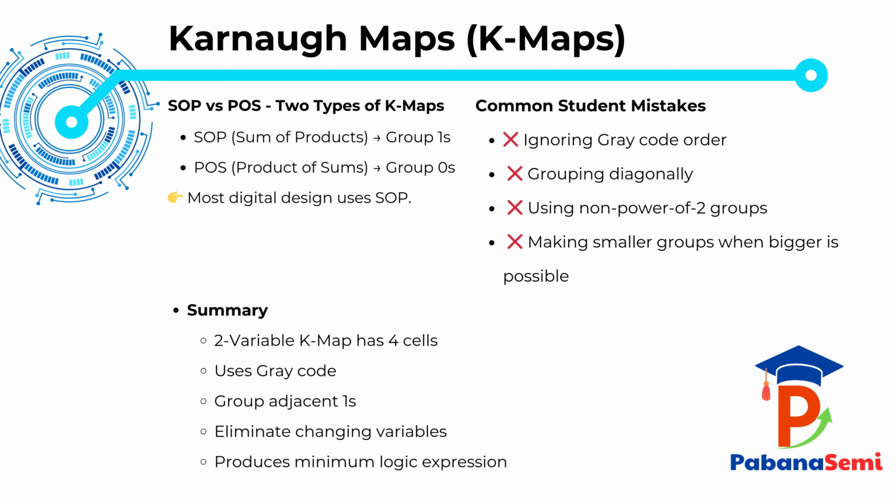In SOP, we group the ones in the K-map. Each group produces a product term. All product terms are then ORed together.